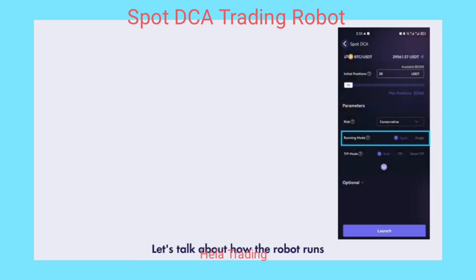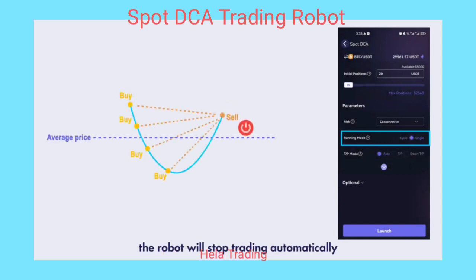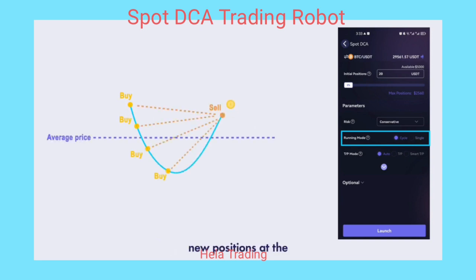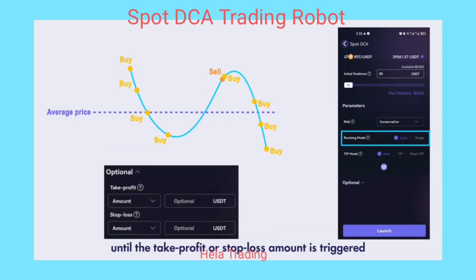Let's talk about how the robot runs. If you go with single, the robot will stop trading automatically after hitting the take profit once and won't make any more trades. Now, let's choose cycle instead. The robot will open new positions at the current price after reaching the take profit, allowing continuous trading until the take profit or stop loss amount is triggered.